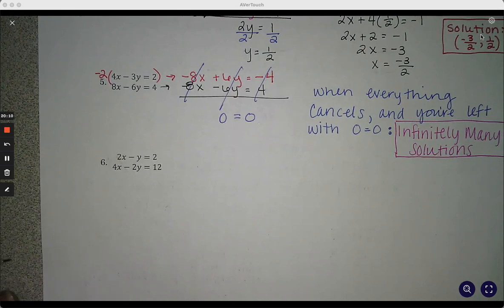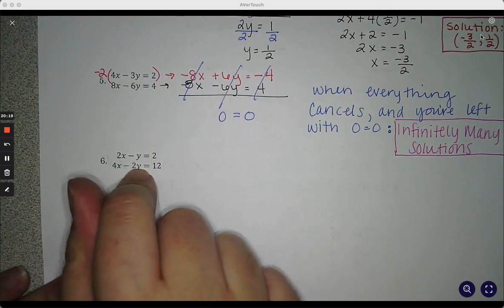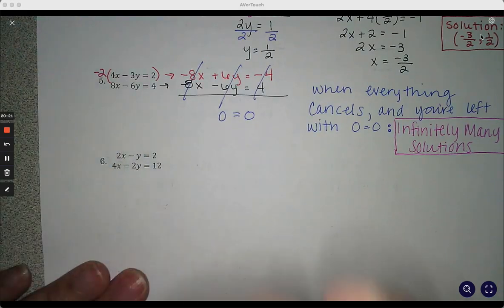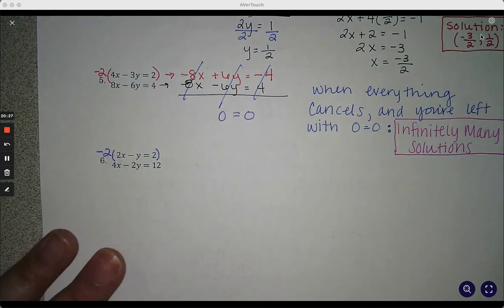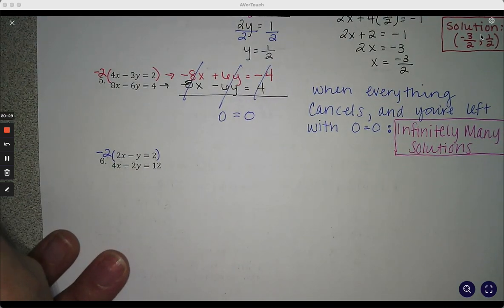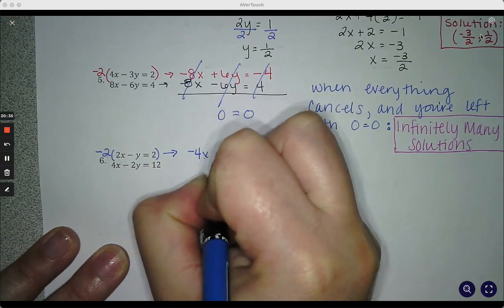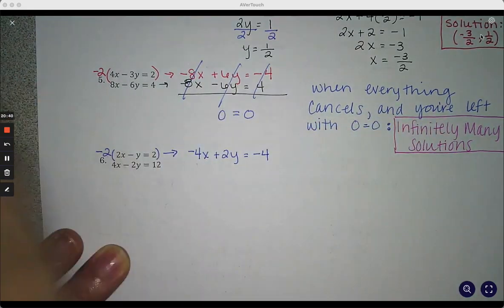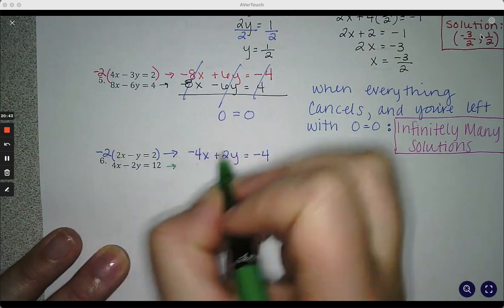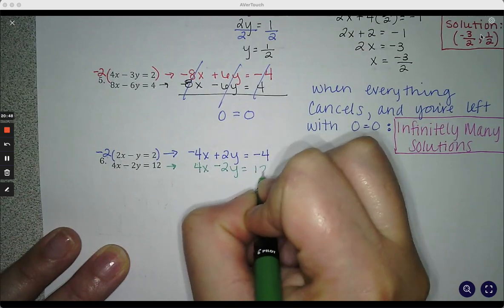Okay, number 6. I think it's going to be easiest to cancel out the y's. And the reason why is this is a -2. That means I only have to change that y to a +2. And in order to change it to a +2, I multiply by a -2. Okay? So when I multiply by a -2, we get -4x plus 2y equals, what is that, -4. The original equation is 4x minus 2y equals 12.